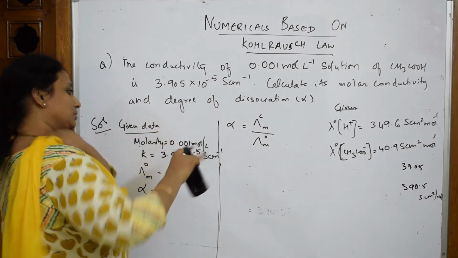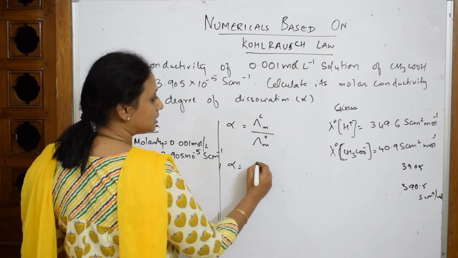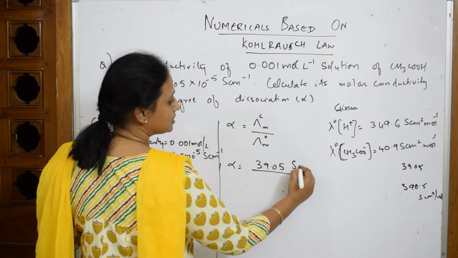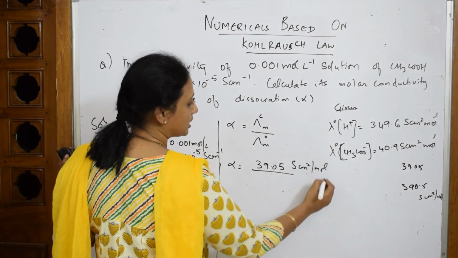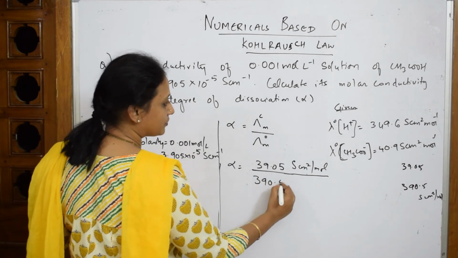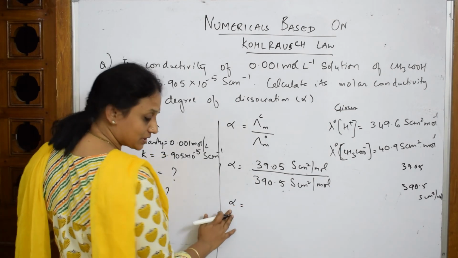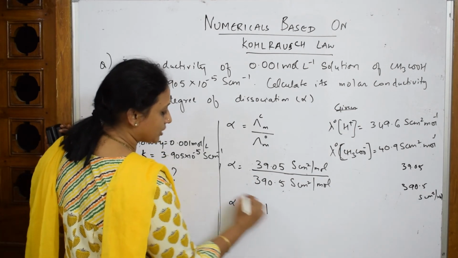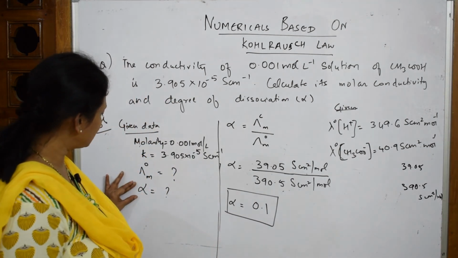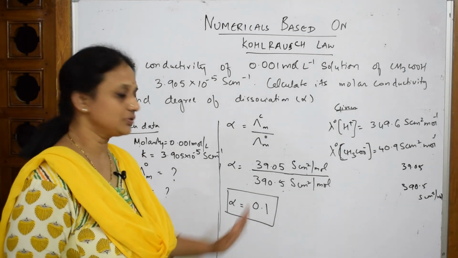So let me erase this part and come back and substitute in the third formula. So this is your third formula. What did I get? The lambda m value, how much did I get? I got 39.05 Siemens centimeter square per mole, the molar conductivity. The other value I got is 390.5 Siemens centimeter square per mole. When I cancel both, because it's a ratio, I get an answer of 0.1. So this is your degree of dissociation. Remember, try to write the formula for this and see what quantities you require, and then come back and write the formula. This is how you're going to solve.